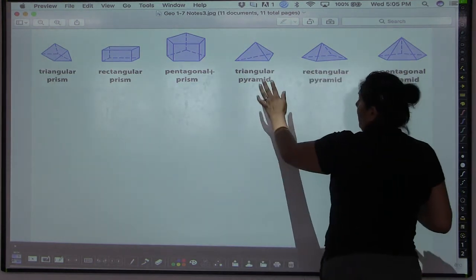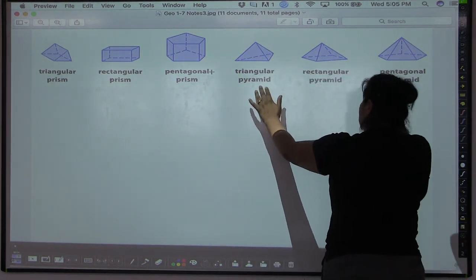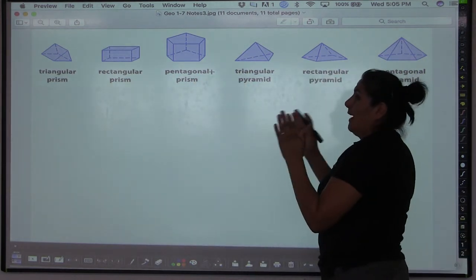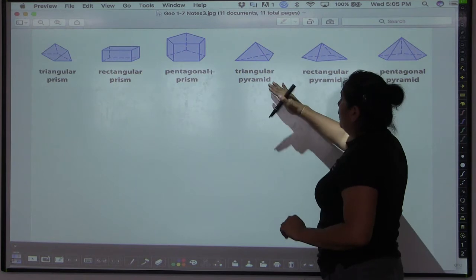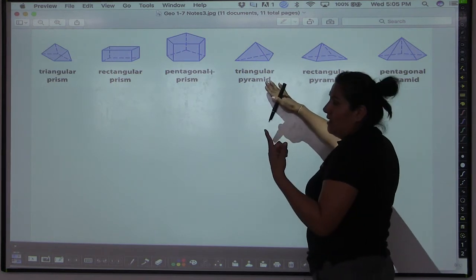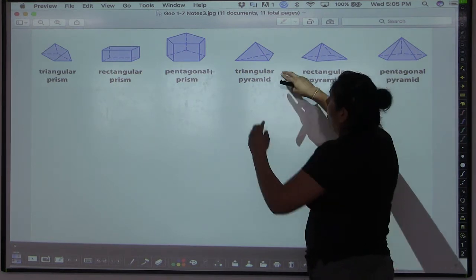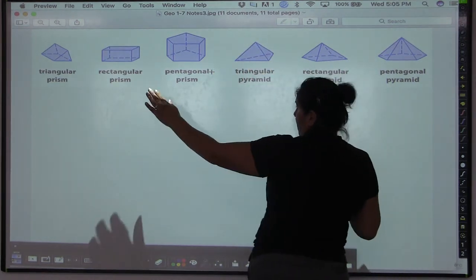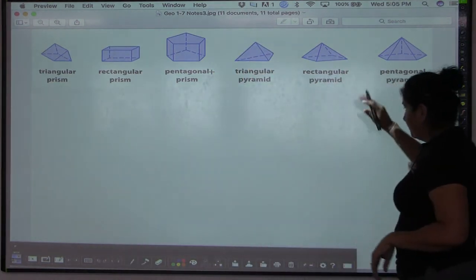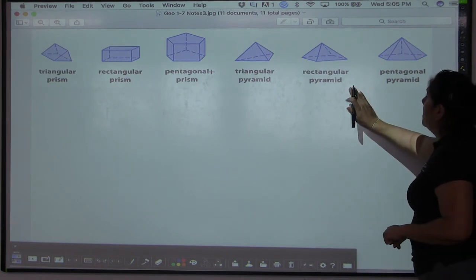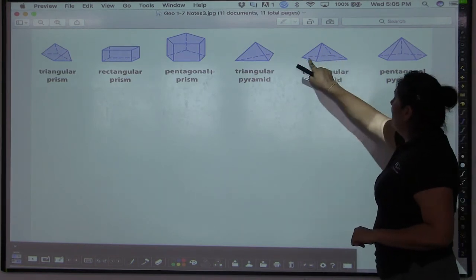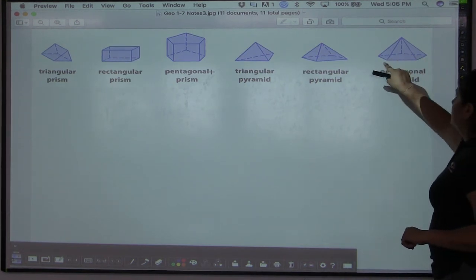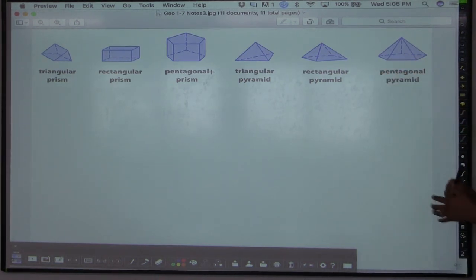And then we have a triangular pyramid. This is not to be confused with the prism, because the prism has two parallel bases, and the triangular pyramid only has one triangular base, and then all of the sides meet at one common vertex, which is not happening in the prism case. Then you would have a rectangular pyramid, which has a rectangular base, and a pentagonal pyramid where the base is a five-sided pentagon.